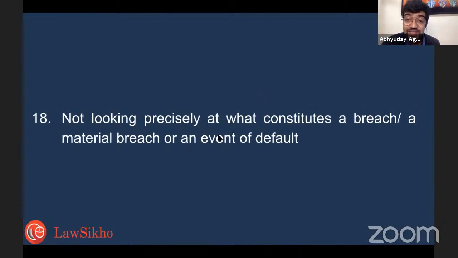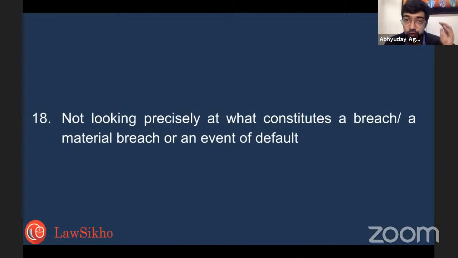Not looking precisely at what constitutes a breach, a material breach, or an event of default is very important. People do not look at this when they say any breach will trigger this. What is a breach? Which are the obligations you want to trigger X? What are the obligations you want to trigger something else? Sometimes people use the term material breach. Material breach you never want to use if you don't qualify at least certain situations which would qualify for that. Otherwise, it will always be a dispute about whether there has been a material breach or not.